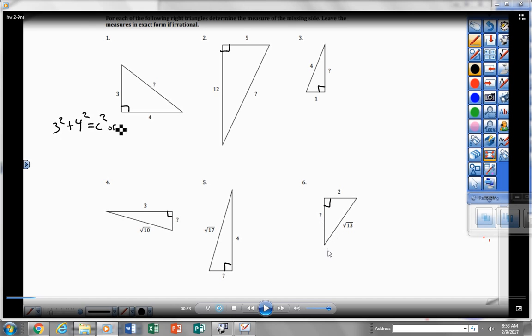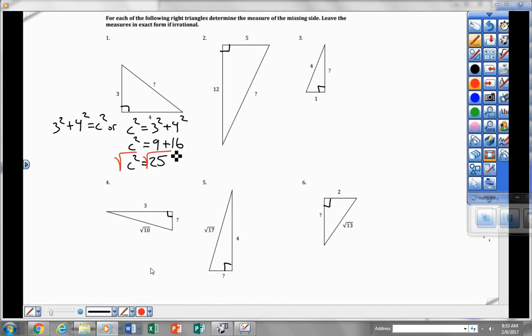So just make sure you always have the legs on one side of this equation and the hypotenuse on the other. If you don't like it with that c squared on the right side, you could always flip it around, using the associative property of addition. So I flip that around, I get 9 plus 16. Remember, 3 times 3 is 9. 4 times 4 is 16. That gives me 9 plus 16, which is 25.